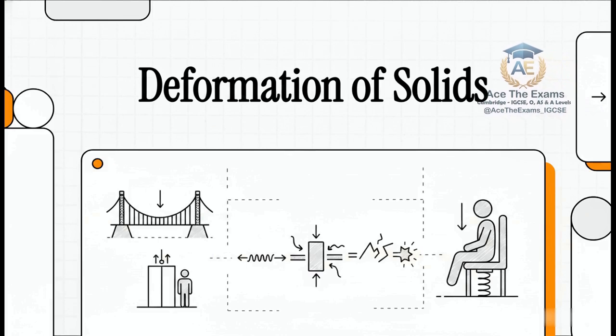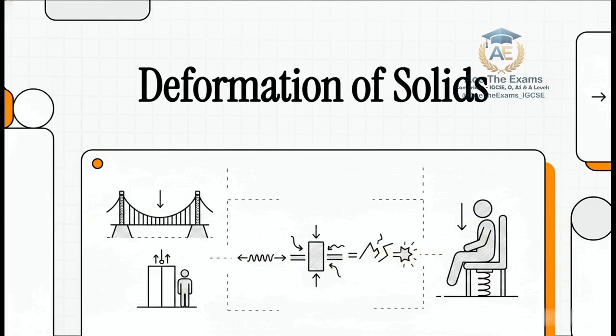Welcome to this explainer on the hidden physics of how solid materials stretch, compress, and ultimately hit their breaking point. Today, we're going to unpack exactly how physicists and engineers calculate these precise limits so that things don't fall apart.